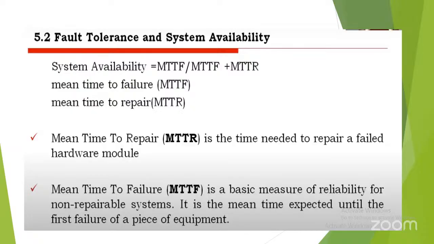Right? The formula for system availability. Based on these 2 factors, mean time to repair and mean time to failure, the availability of the system is measured by calculating mean time to failure divided by mean time to failure plus mean time to repair.